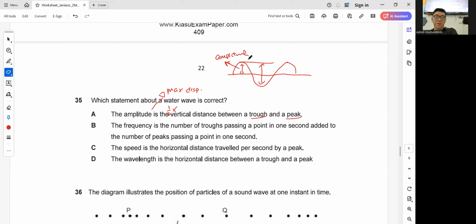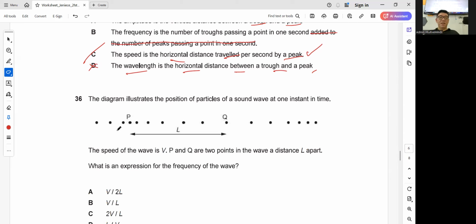Frequency is the number of troughs passing a point in 1 second, added to the number of peaks passing a point in 1 second. If you were to remove this, then the answer is correct. So that means this answer is not correct. Speed is the horizontal distance traveled per second by a peak. That's possible. Wavelength is the horizontal distance between a trough and a peak. A trough and a peak will be here. And that technically gives you half a wavelength. So that's not correct. So answer C.